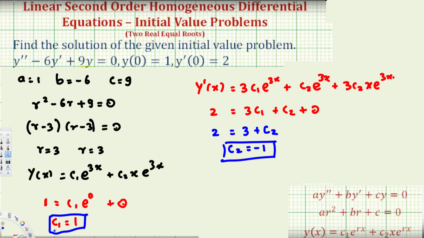Now we can write our particular solution. The particular solution of this differential equation is going to be y of x, and c1 is 1, so instead of c1 I plug 1, so that's going to be just e^(3x), and instead of c2 I plug -1, so this is going to be -x e^(3x), and that's going to be the particular solution for this differential equation.